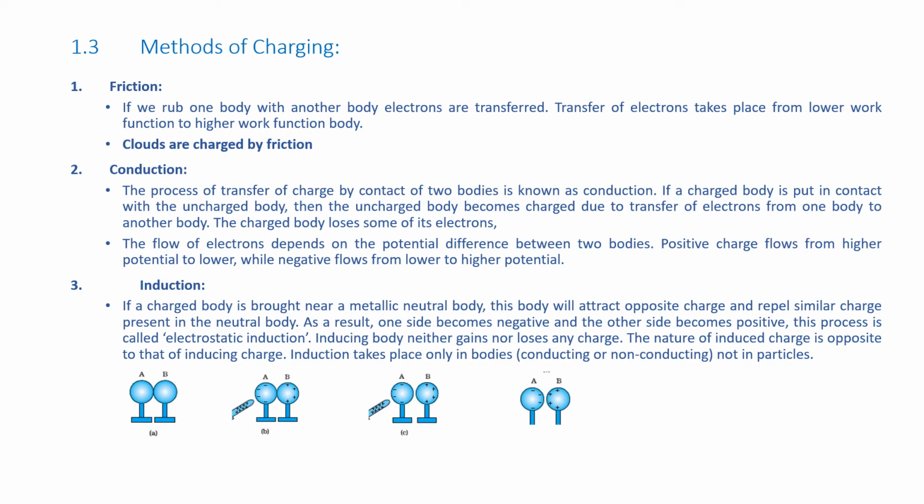In figure D, that is the last figure, we remove the positively charged rod and A remains negative and B remains positive. Thus, the originally uncharged or neutral bodies A and B are now negatively charged and positively charged as shown in the figure.